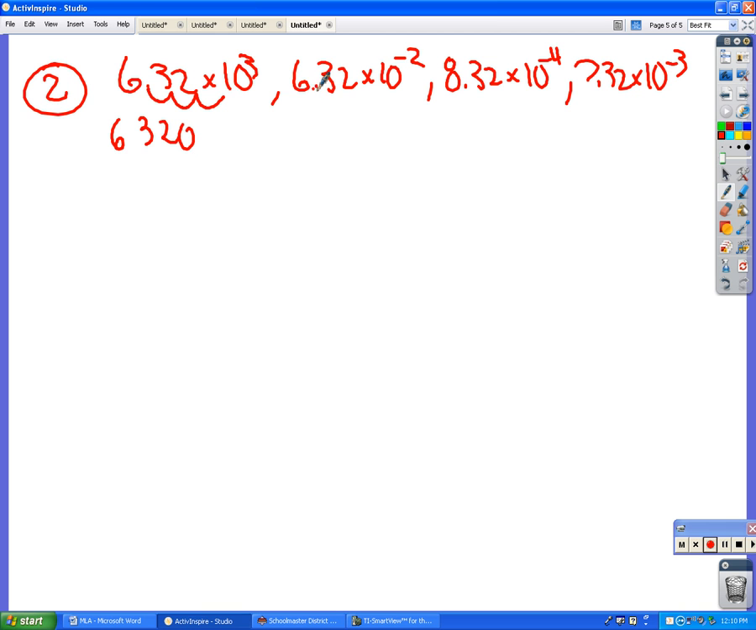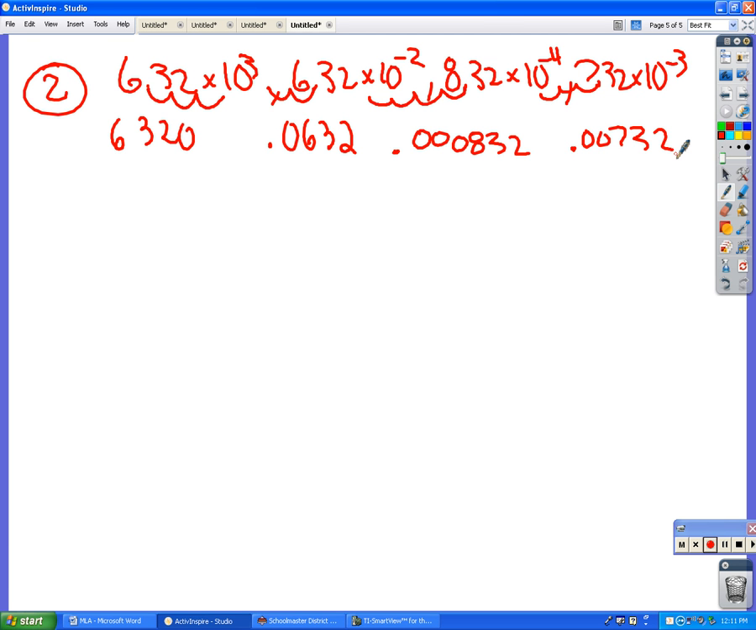This one is negative, so I have to move it 2 in the negative direction. So that'll be 0.0632. This one is also negative, so I have to move it 4 in the negative direction. So I think you can see that that's going to be the smallest. And then this one is negative, so 1, 2, 3 that way, okay? So which one of those is the smallest number? The -4. Right, and because it had the -4, that was our clue that it was going to be the smallest, because I had to move the decimal over 4 places, so that's going to make it really small. So the smallest number was 8.32 times 10 to the -4.